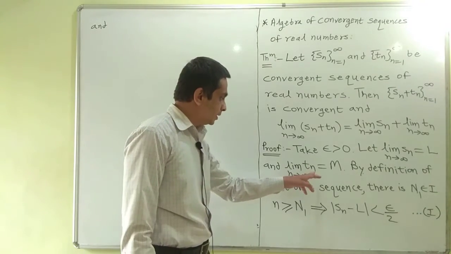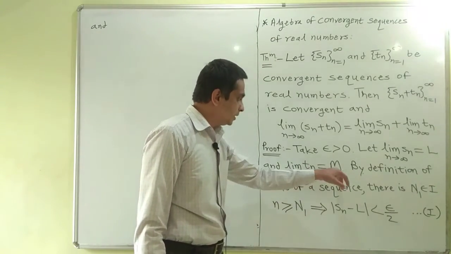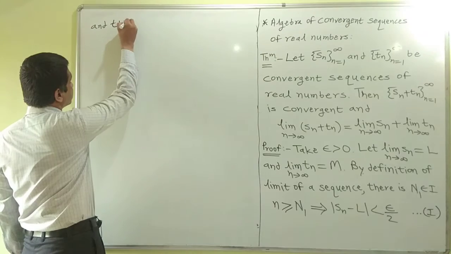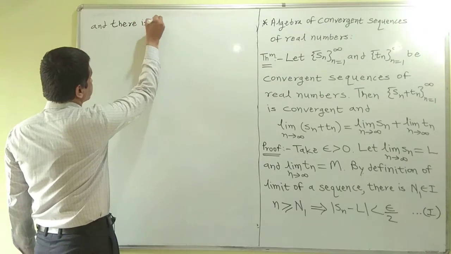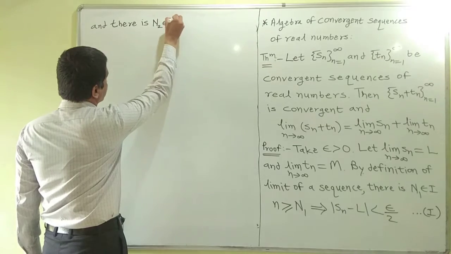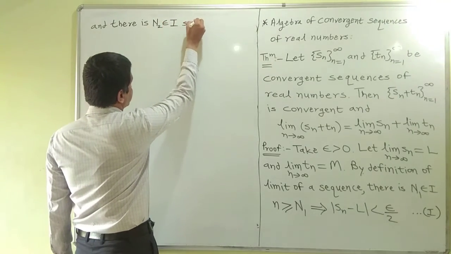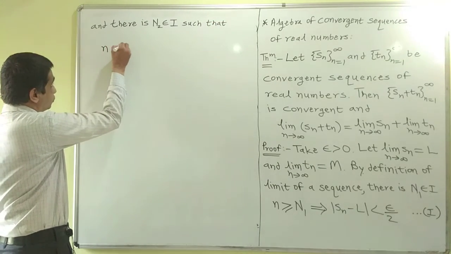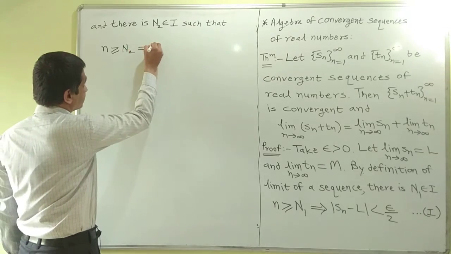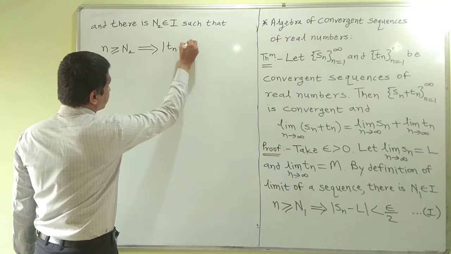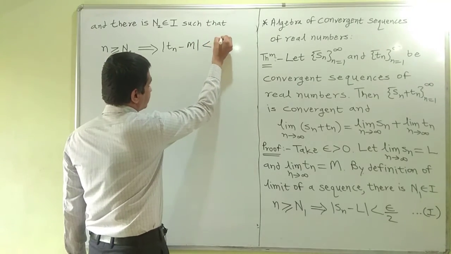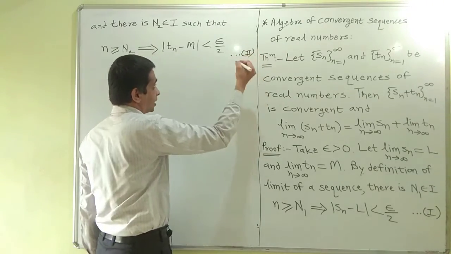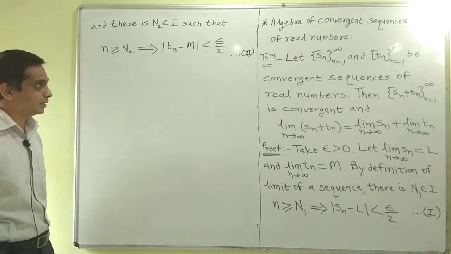Similarly, as limit of Tn as n tends to infinity is equal to m, there is n2 belongs to I such that n greater equal to n2 implies mod Tn minus m is less than epsilon, and as I mentioned, I can make this epsilon by 2, as epsilon is arbitrary.